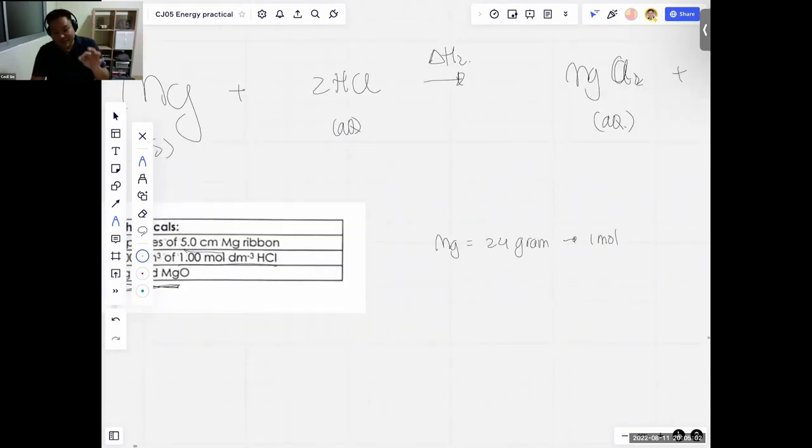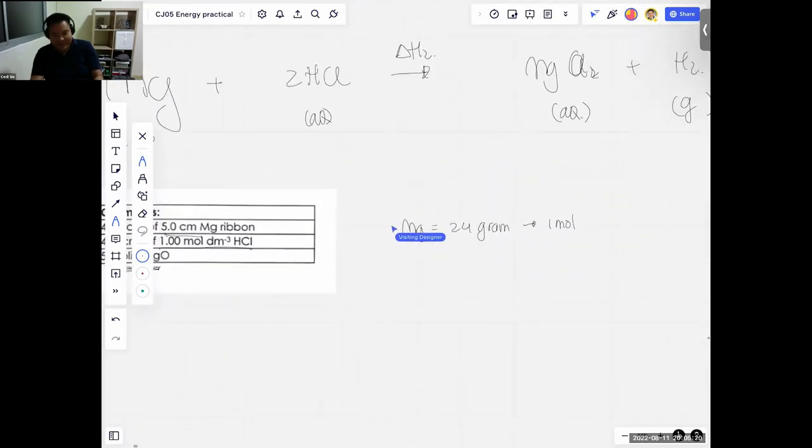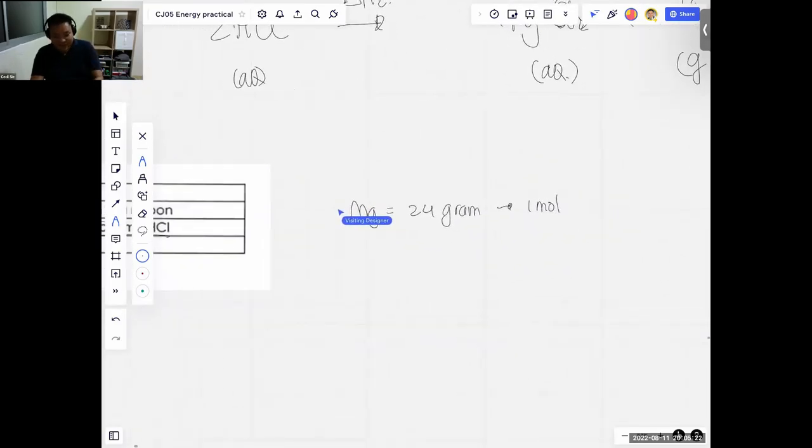We must make sure, no. Who must be in excess here? The HCl or the magnesium? The HCl, yeah? Because HCl is easy to measure, yeah? Let's say.